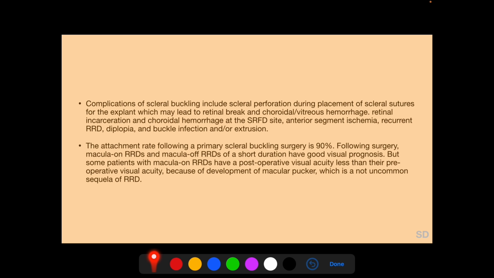The attachment rate following a primary scleral buckling surgery is 90% or more. Following surgery, macula-on RRDs and macula-off RRDs of a short duration have good visual prognosis, but some patients with macula-on RRDs have a postoperative visual acuity less than their preoperative visual acuity because of development of macular pucker, which is a not uncommon sequel of rhegmatogenous retinal detachments.